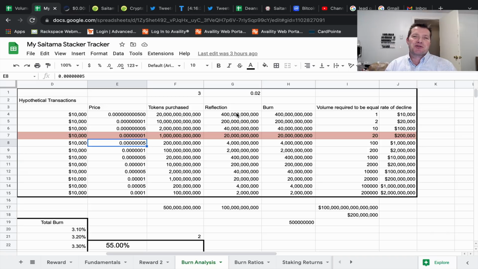Okay, so do you see the trend? As the price goes up, spending the same amount burns a lot less. And in order to keep pace with that, we would have to increase our volume, in this case, 100 times. Okay, so 100 times 10,000 ends up being a lot.